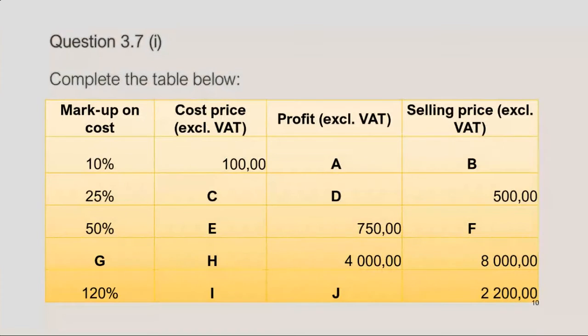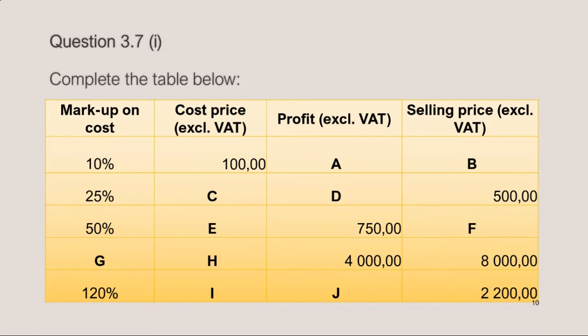So we say the markup on cost percentage is 50%. Now they give you the profit amount of 750. Now you have to go work out the cost and the selling price. Now that 750 they've given you, what percentage does that represent in our equation? So that's 750 Rand. What percentage is linked to it? Okay, so Helder and Tumelo say it's the 50%.